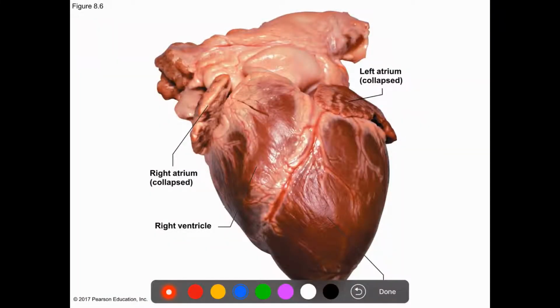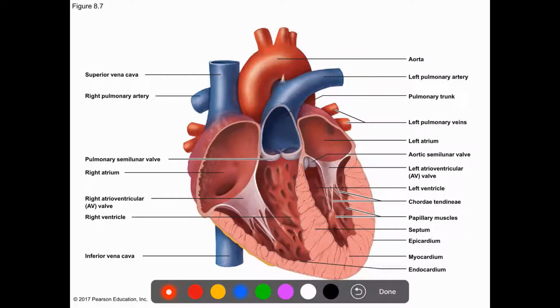Okay, let's see now the structure of the most important organ in the cardiovascular system, which is the heart. The heart is surrounded by a fibrous sac called pericardium, which is protecting and anchoring the heart. The pericardium or the heart wall itself is made out of three layers.